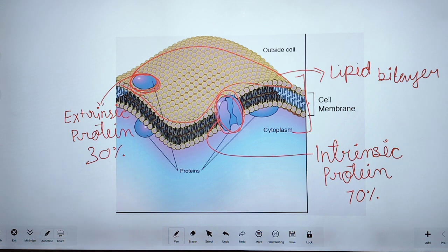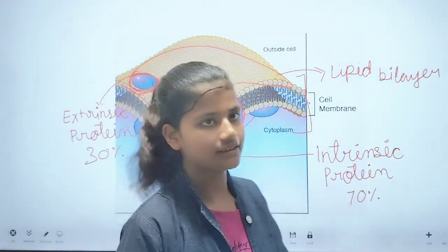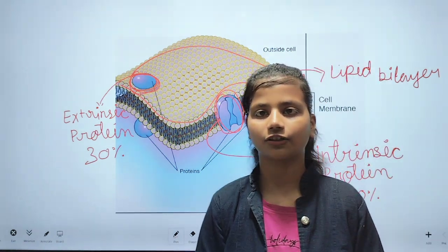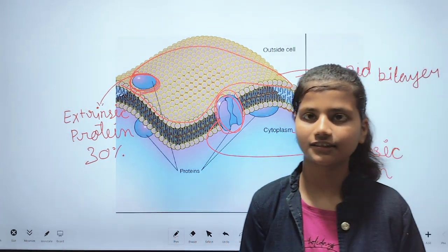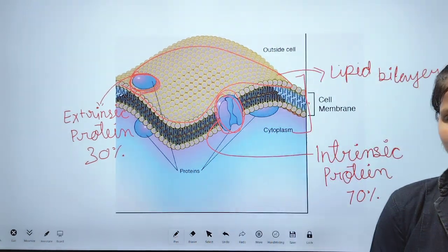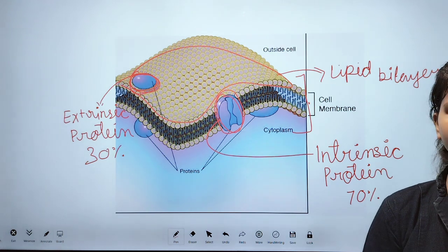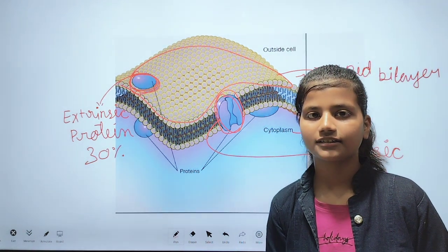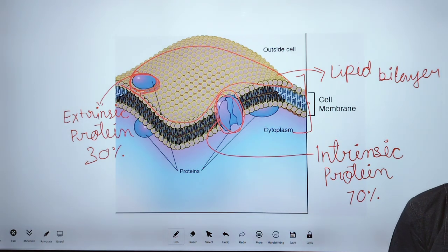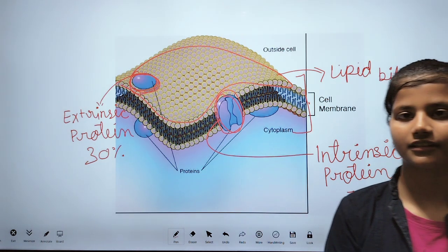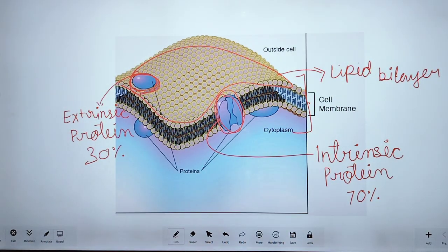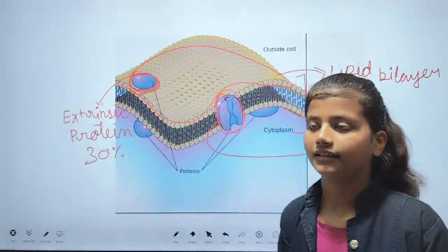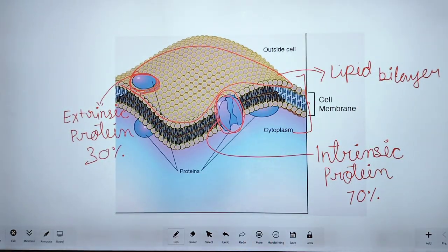I hope you understand all these models of the plasma membrane. The first one is the lipoidal model, the second is the trilamellar model, the third is the unit membrane model, and our last model is the fluid mosaic model. This is the correct model because it explains the real arrangement of protein and lipid layer in a plasma membrane.